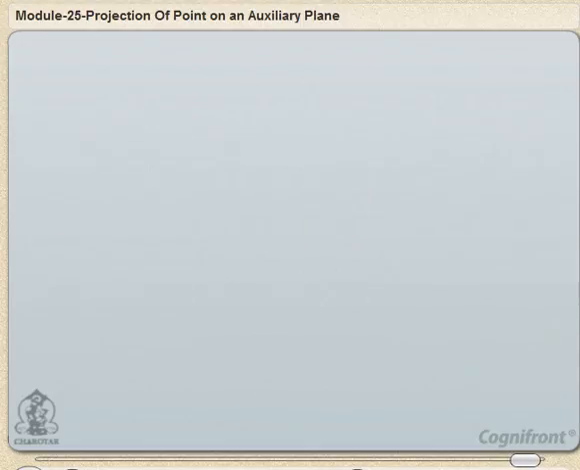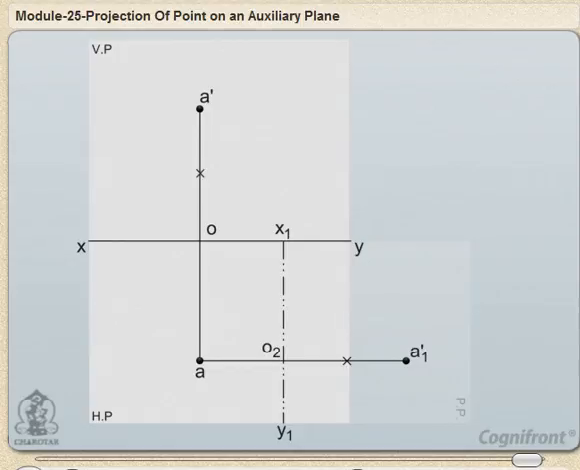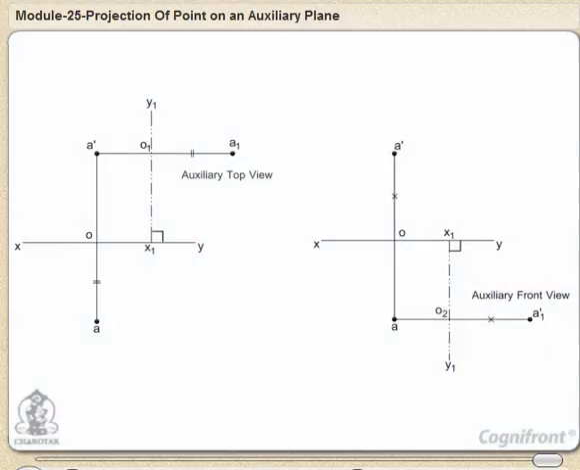The figure shows the PP rotated about the HP. The view on the PP now lies on the projector drawn through the top view A. Hence, it is called the auxiliary front view. In this case, A1'O2 is equal to AO. The orthographic views in both these cases are self-explanatory.